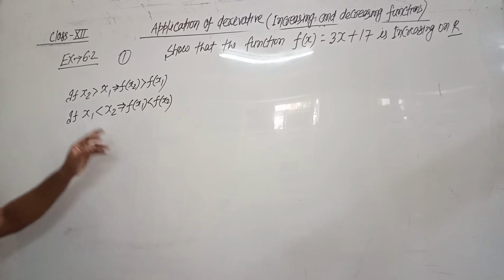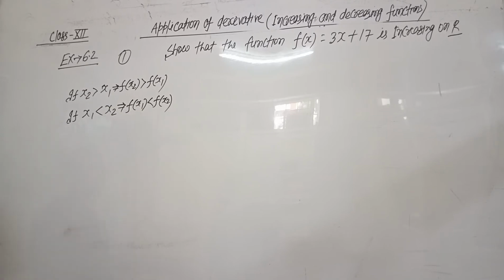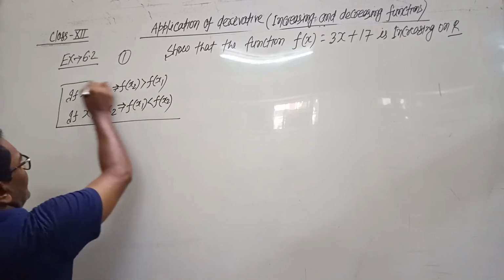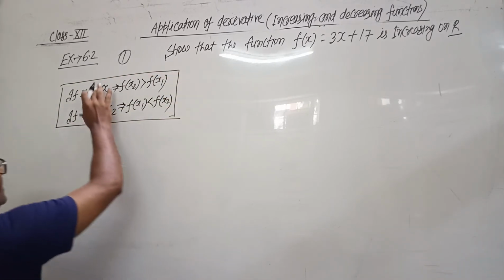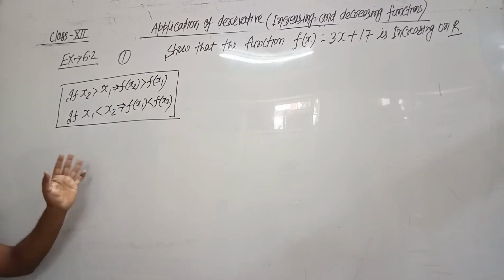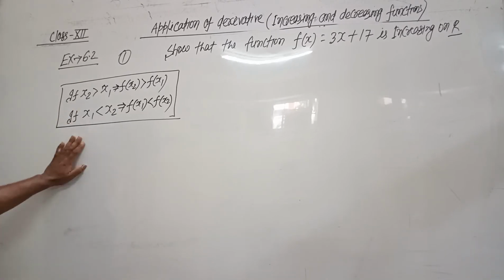Both are the same thing. If x2 is greater than x1, this implies f(x2) is greater than f(x1). And if x1 is less than x2, this implies f(x1) is less than f(x2). So both are the same condition, and these two are the conditions for finding whether the function is increasing.